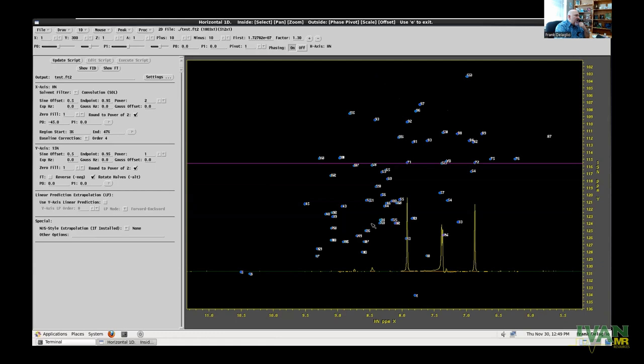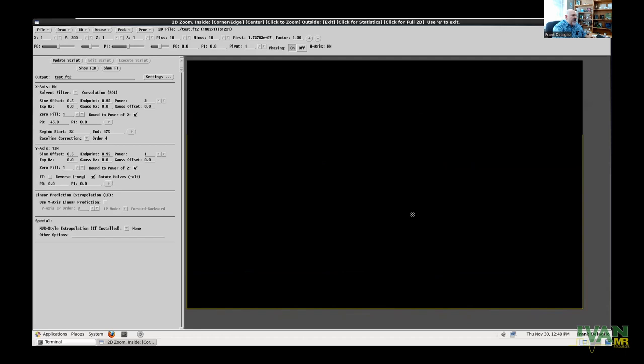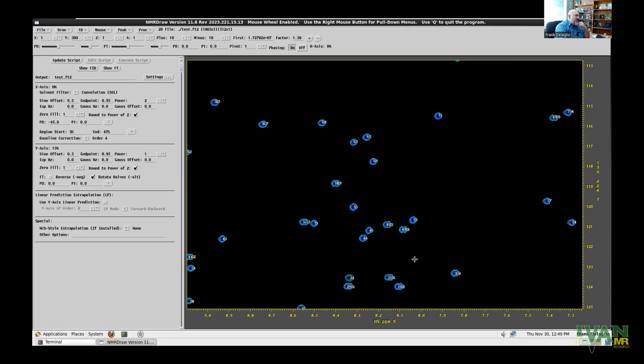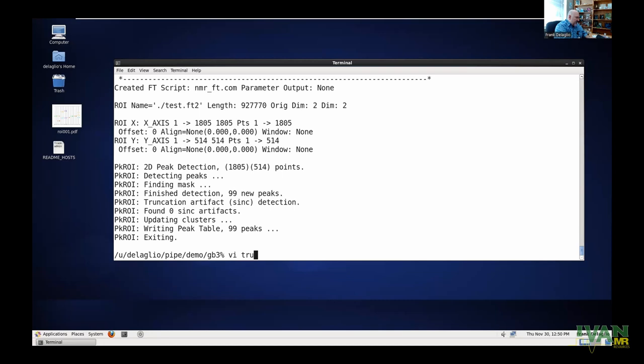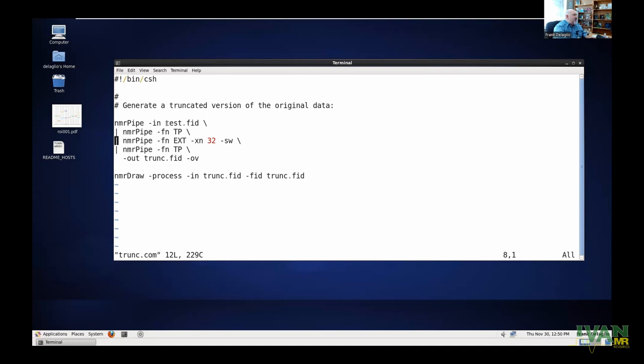I'm going to demonstrate some other options for linear prediction and extrapolation by non-uniform sampling. But in practice, this data is so nice and sharp that extending it by linear prediction or other methods is not really going to help things too much. So what I'll do, I'm going to use a little script that I built already that takes the original time domain data, which has 128 complex points, and truncates it so that it only has 32 points in the indirect dimension.